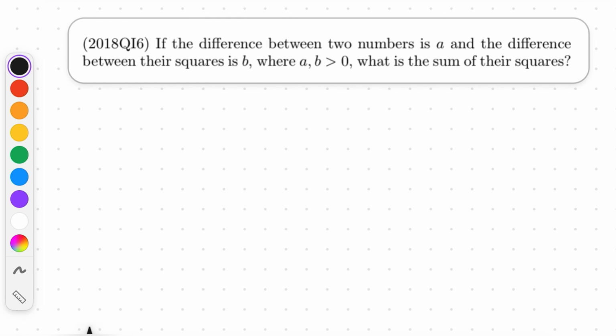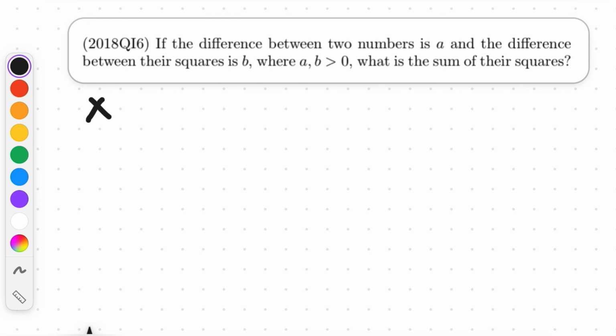This question is from the 2018 qualifying round. We're given: if the difference between two numbers is a and the difference between their squares is b, with a and b both positive, what is the sum of their squares? Okay, let us consider our numbers to be x and y. We have the following given information.